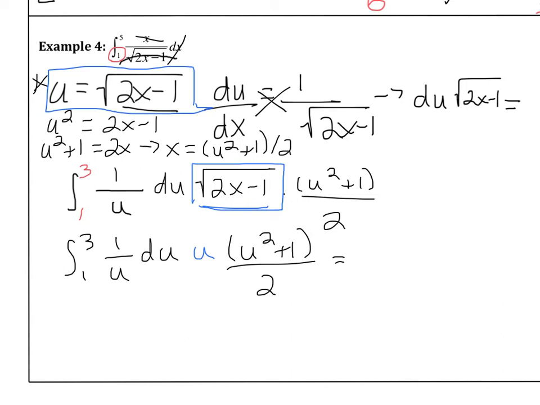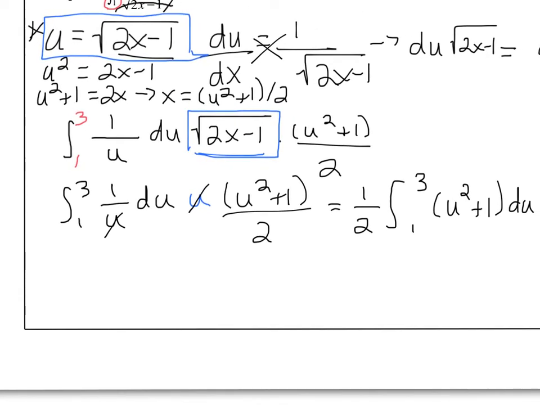The first thing that I notice is that these guys cancel. And how nice is that? The next thing I'll do is just bring the over 2 out to the front, so times 1/2. Then from 1 to 3, what am I left with? u squared plus 1 du. And that's pretty easy to integrate. I can totally do that.